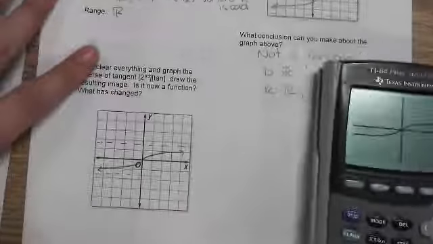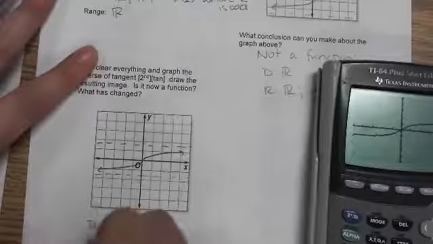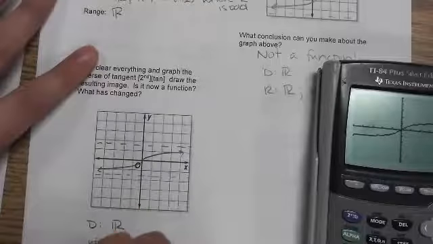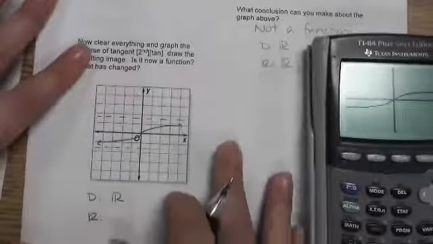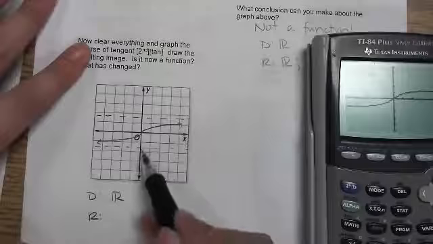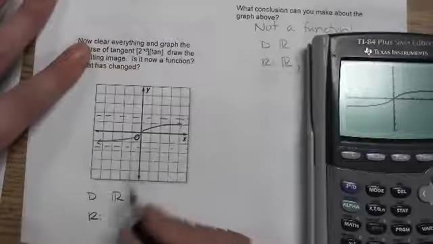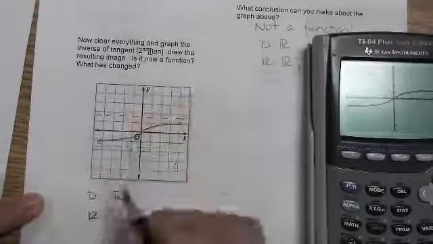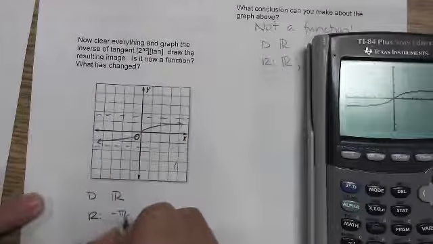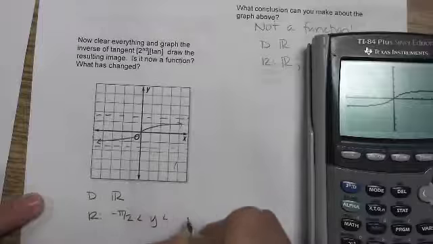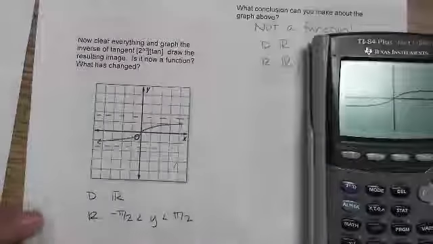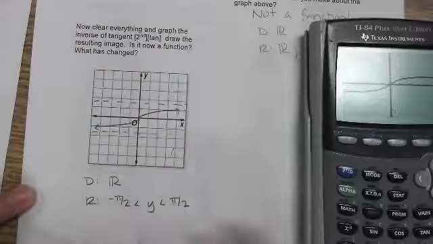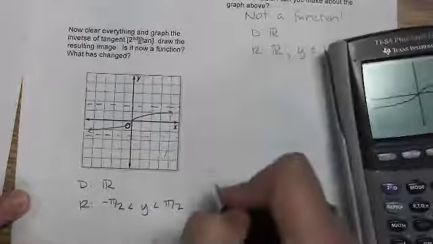And so we're going to say that the domain is still all real numbers, but the range now is being switched, and it's from negative pi halves to positive pi halves. Oh, and I guess I almost mixed notations there. And we all know that's not right. So we're saying the y value is between negative pi halves and positive pi halves.